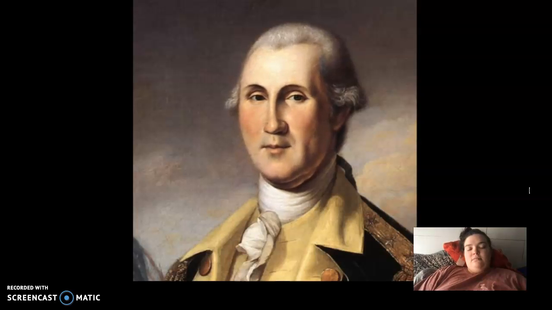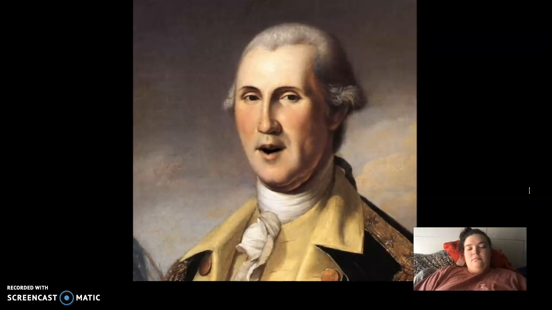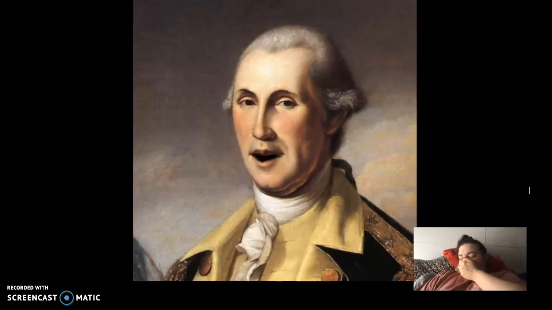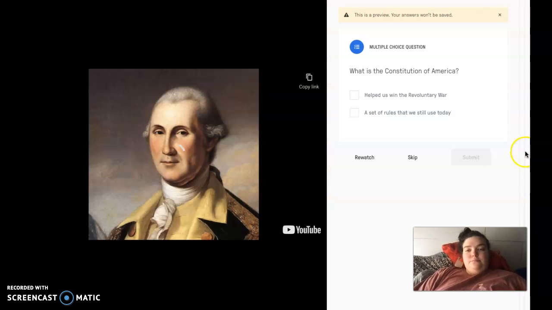Do you know what the Constitution is? The U.S. Constitution is described as a document that consists of a collection of rules, and we still use a lot of these rules today to govern. What is the Constitution of America? Did it help us win the Revolutionary War, or is it a set of rules that we still use today?